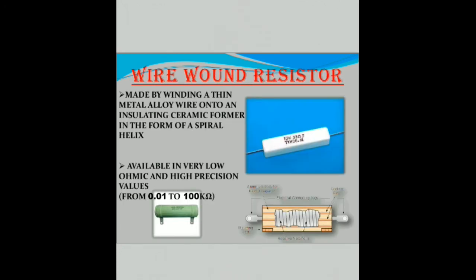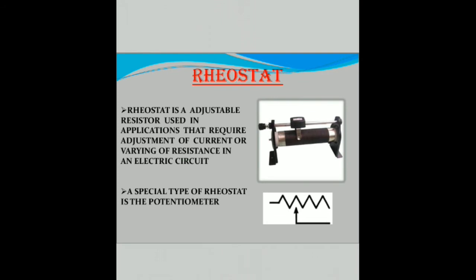Then we are discussing the variable resistor. These all are fixed resistors, and this is the variable resistor, that is the rheostat. You can also see the symbol of a variable resistor and the pictorial representation. The rheostat is an adjustable resistor used in appliances that require adjustment of current or varying of resistance in an electrical circuit. Let's think that we want to increase or decrease the voltage, or manage the voltage and current in a circuit. In this area we use this type of resistor, because as we wish we are able to decrease or increase the voltage or current level in a circuit.